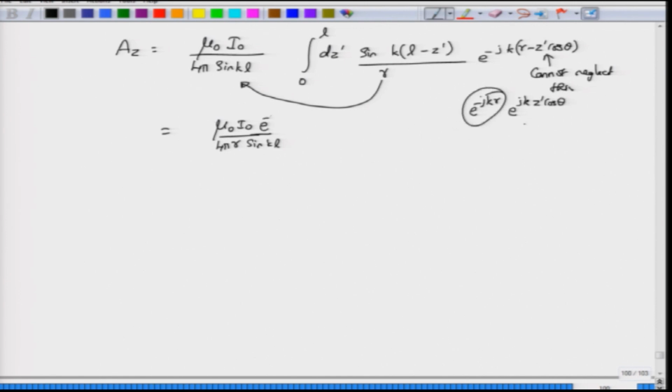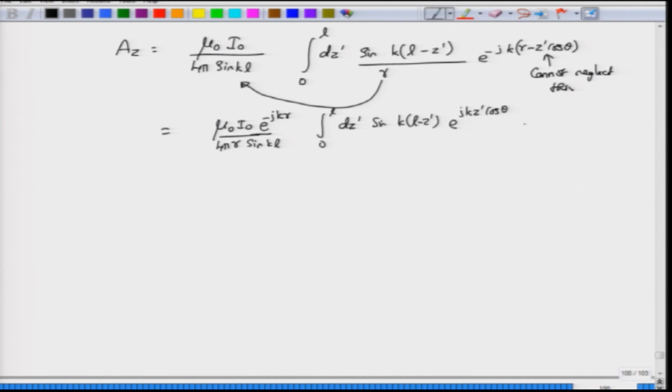So, you have e power minus j k r and the integral from 0 to L dz prime of the sinusoidal current distribution times e power j k z prime cos theta. So, you have e power j k z prime cos theta integrated over this, and this is what you are going to get for the first integral.